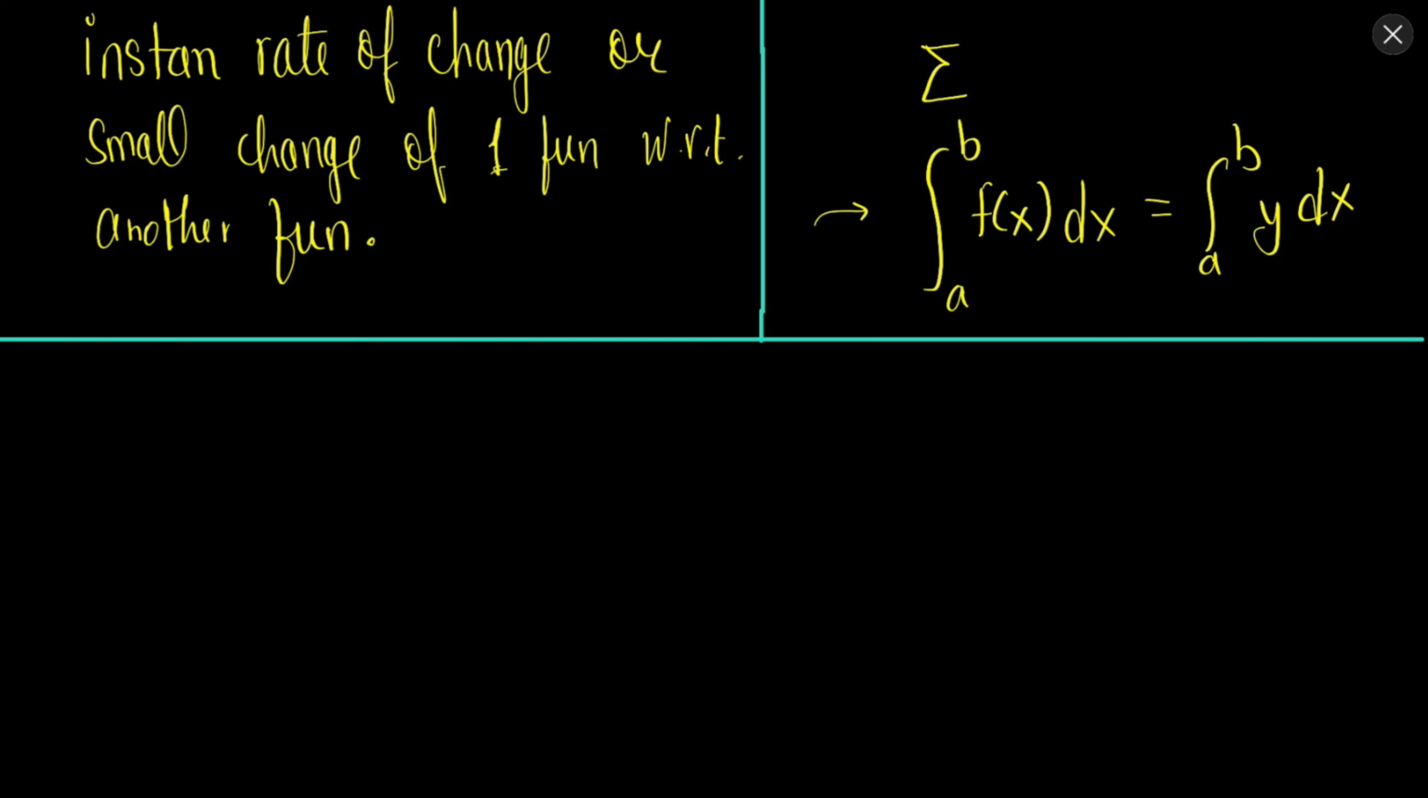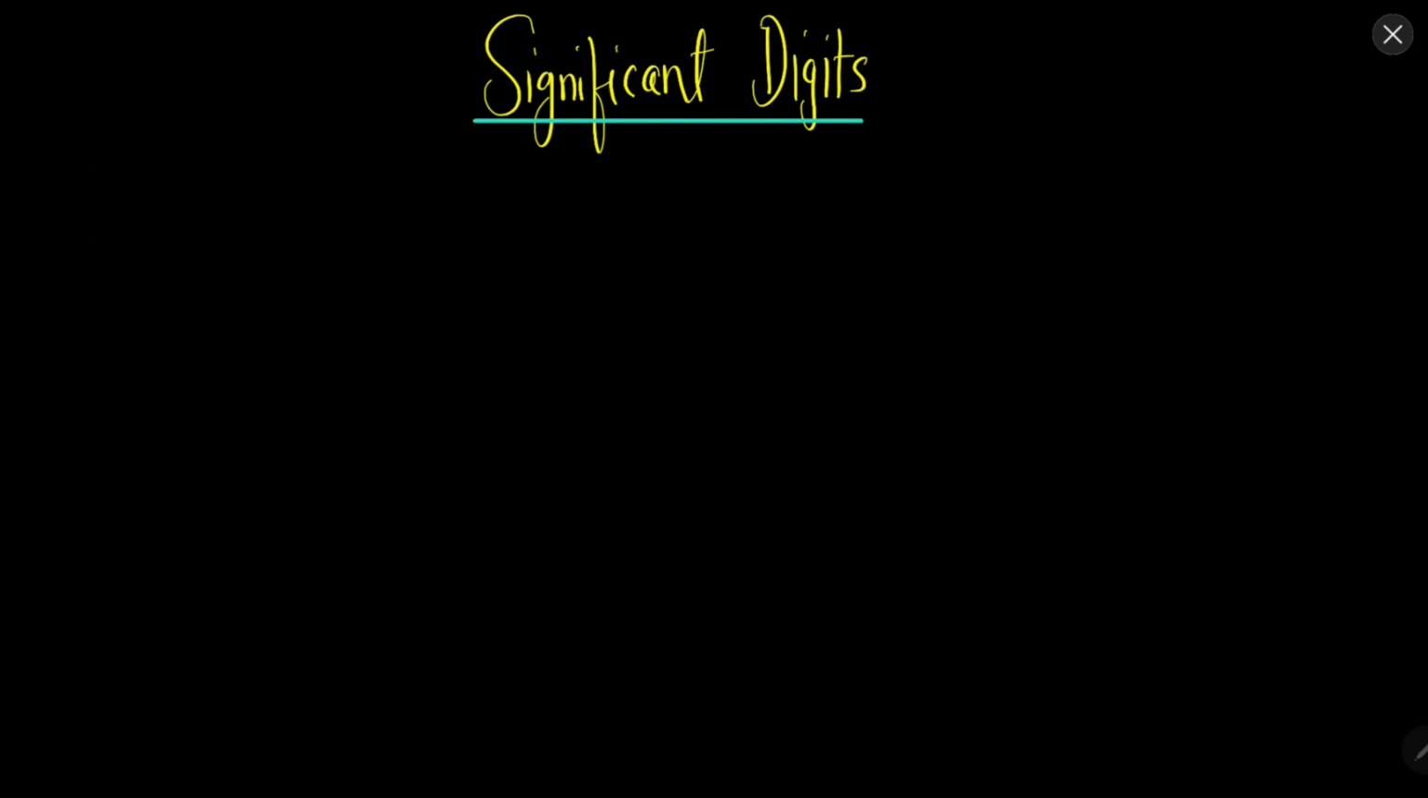Now the next thing that we need to discuss is significant digits. So what are significant digits or significant figures? Significant figures are measured values of a physical quantity which tell the number of digits in which we have confidence. Let me just write it and then we'll discuss what I mean.